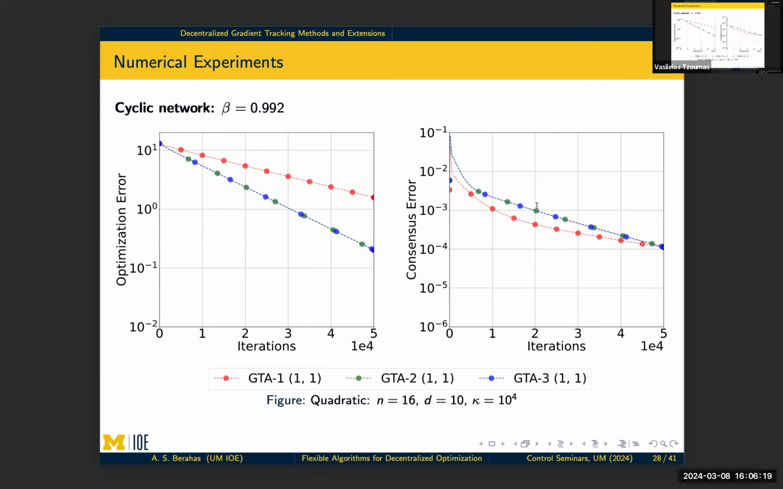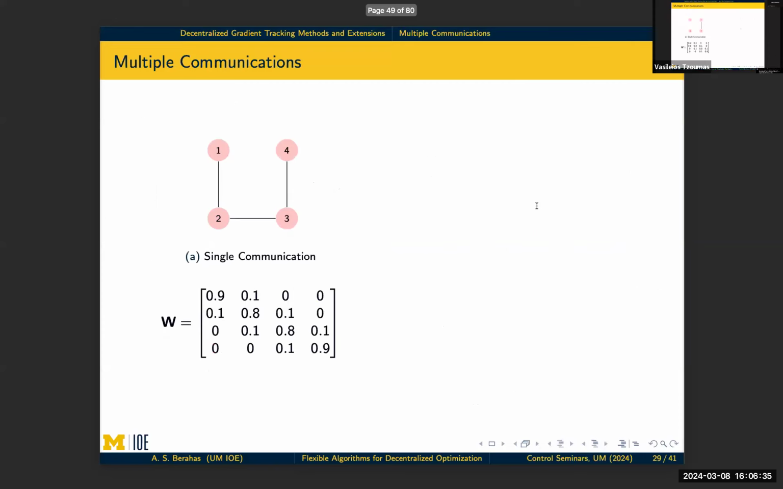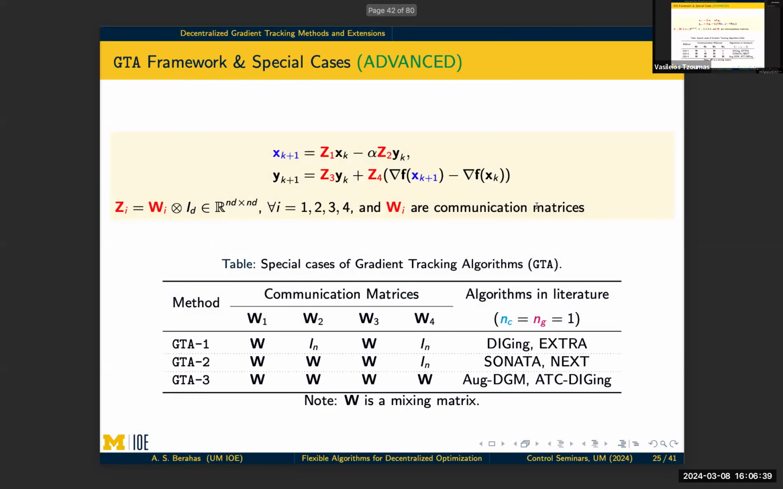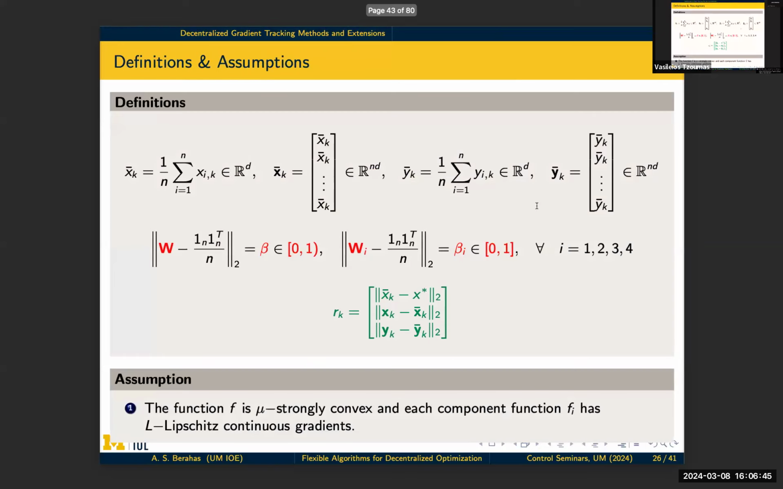And again, the reason for that is the placement of that. When we think of consensus error, the red line, or GTA 1, seems to be performing the best. But of course, if we were to run it longer, I think the green and blue would overtake. Right. So that is an algorithm, but I still haven't talked about advanced. And sorry, this is what I mean by advanced. Okay, so I had 3 promises. I kept my first one about advanced.